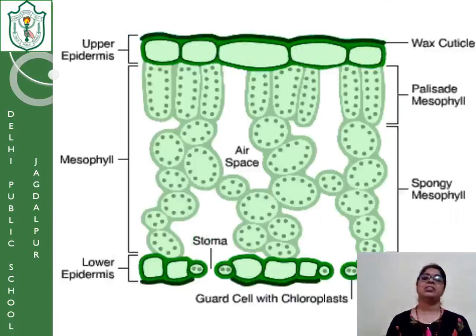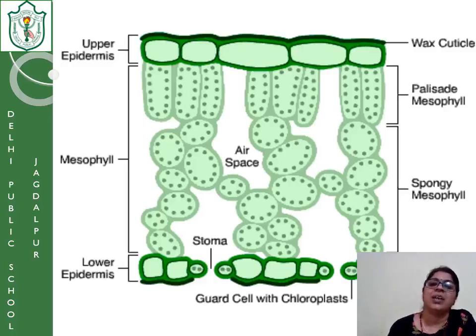Now see, this is the internal structure of the leaf. Suppose this is the upper part of the leaf and this is the lower part of the leaf. So first one is the wax cuticle. This is the first layer of the leaf. Wax cuticle means it has a waxy layer above the outer layer, the outer edge.